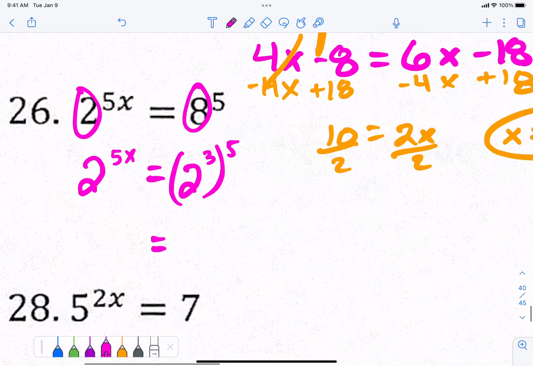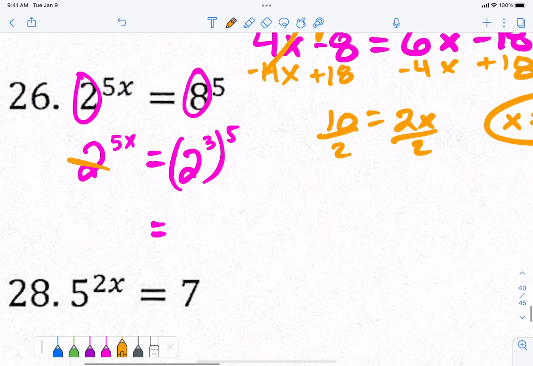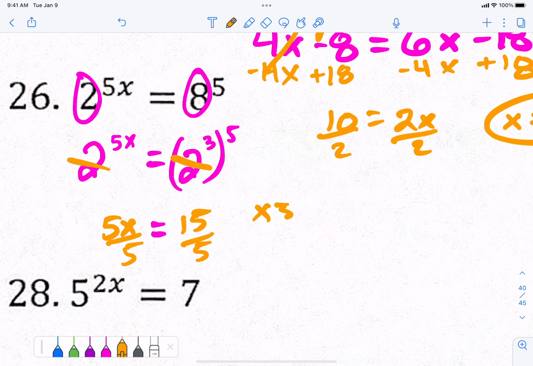Okay, so if we cancel out our stuff, our 2's go away. We've got 5x equals 15. Then divide by 5. x equals 3. And x is 3. Got it? Whoa, I can't write. x equals 3. Okay, got it?